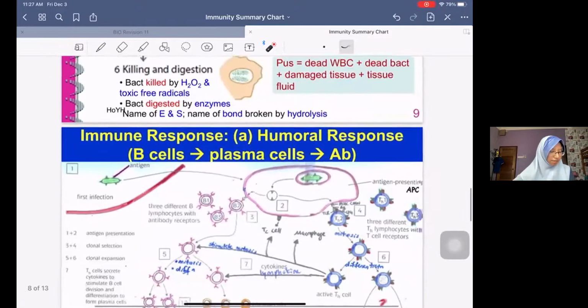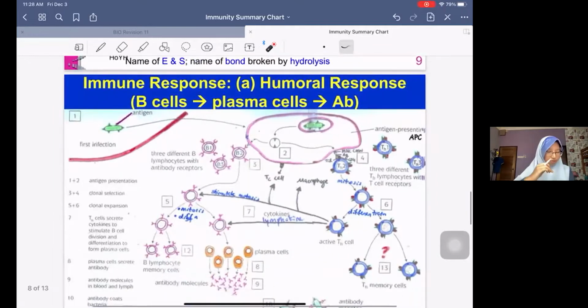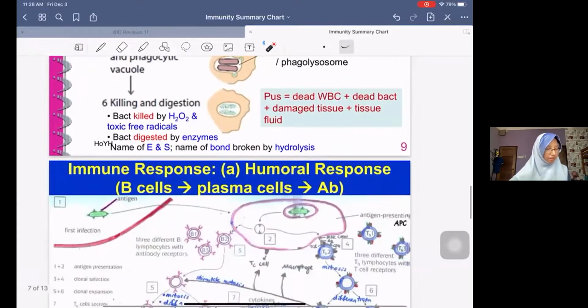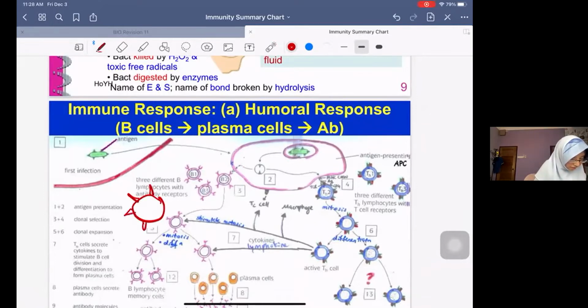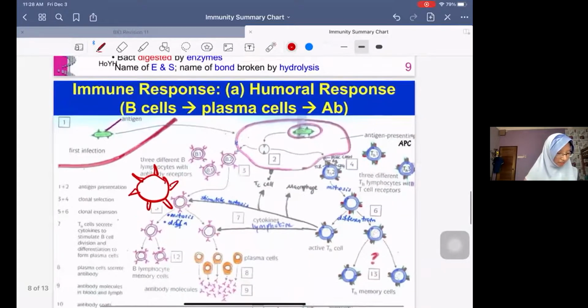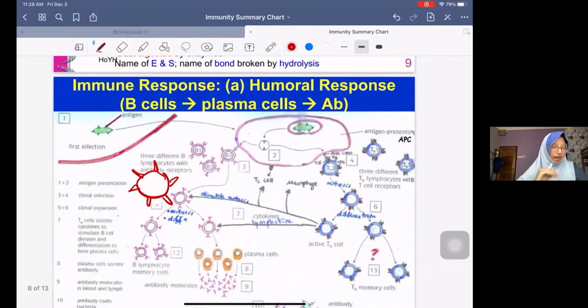Once this happens, the macrophages become antigen presenting cells. What do I mean by this? Once they finish digesting the bacteria, they still leave some protein remnants of the bacteria. What the macrophage does with the protein is take it and present it on top of their cell surface membrane. It's kind of like showing off, but in a good way, because this is very important. So the immune response begins with antigen presenting.